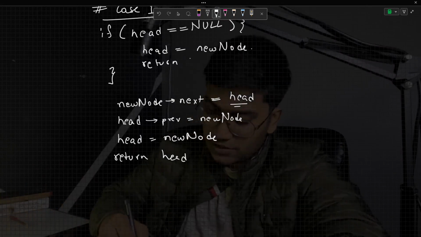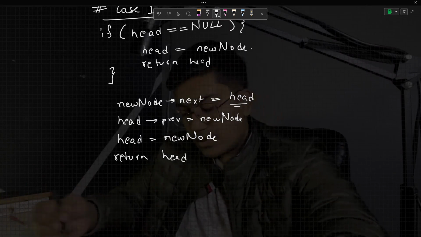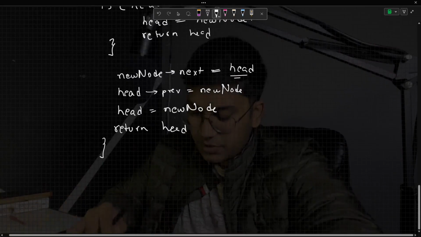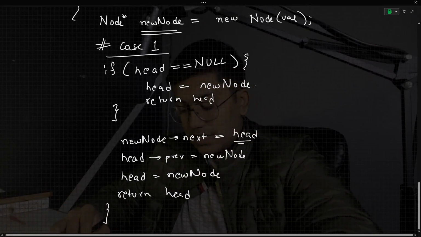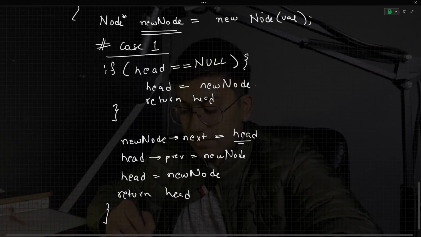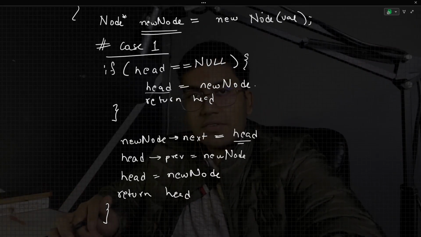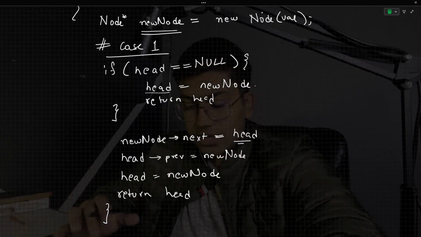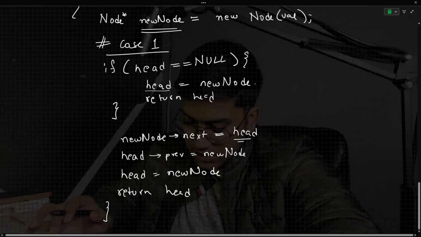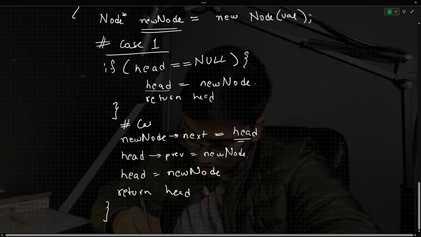If you want, you can return the head or void, depending on the implementation, because the way that I would be implementing this is through a class, and inside that class I would always have access to this head. That would be a private variable, so no person outside of this class could tamper with this head. So this is case 2.